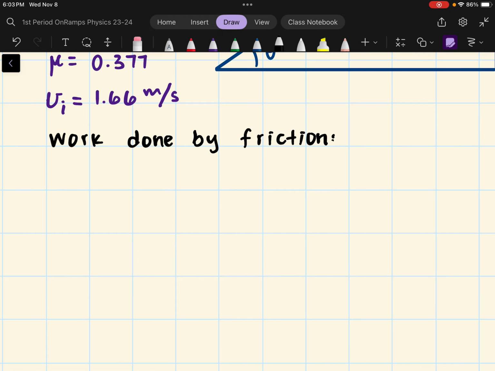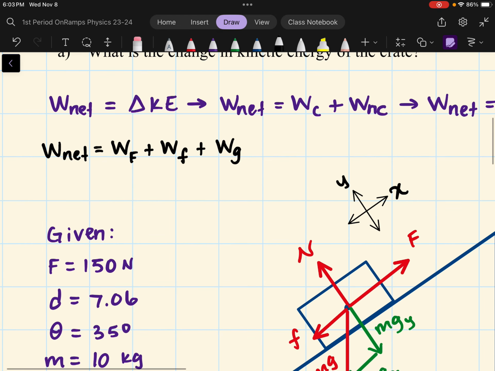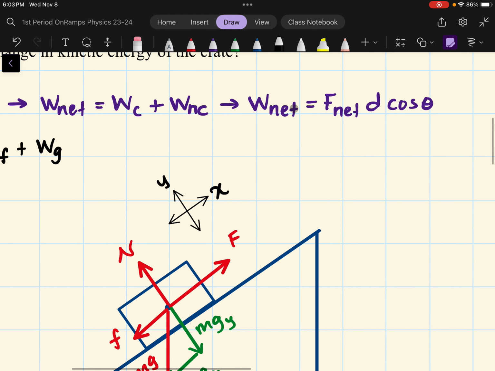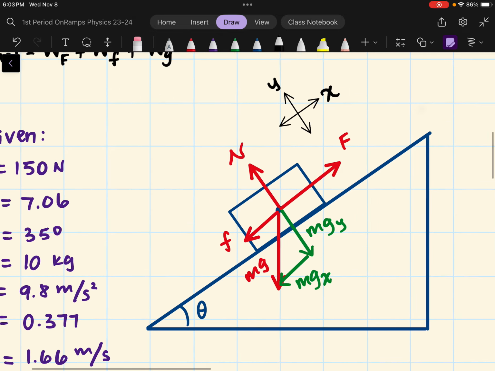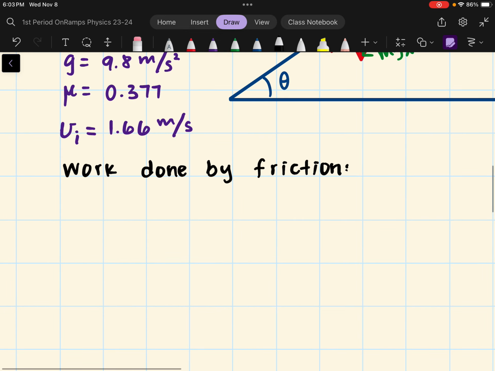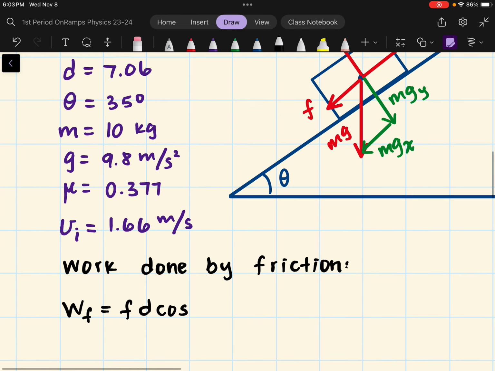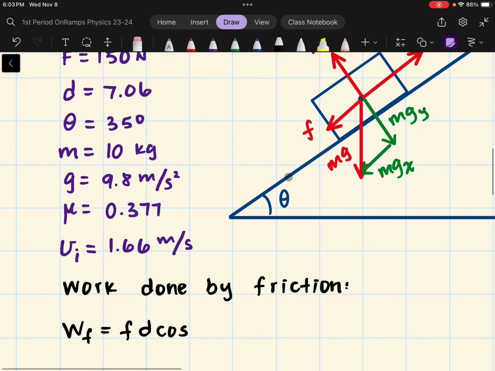Okay, if you go back to this formula, the net work is equal to the net force times the displacement times the cosine of theta. So for one force, because we're not thinking about the net force, just one force, we can say the work done by friction is equal to the force of friction times the displacement times the cosine. I cannot say theta because theta in this case belongs to the incline.